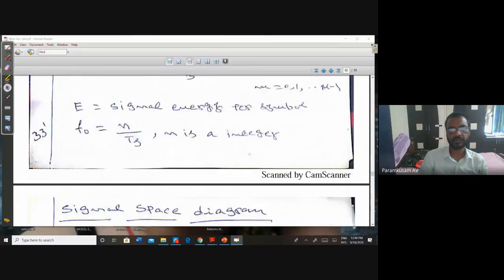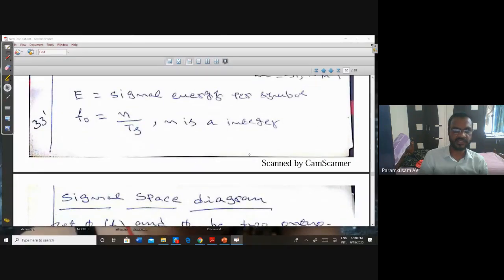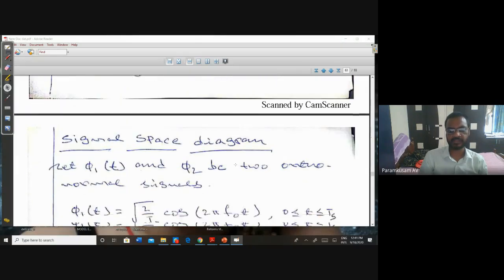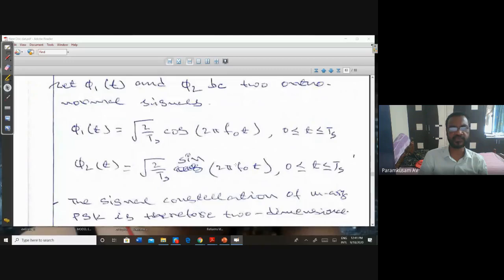You note down: E is equal to signal energy per symbol, and f naught is equal to n by Ts. After that, note down the signal space diagram.